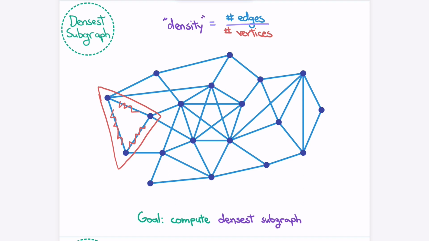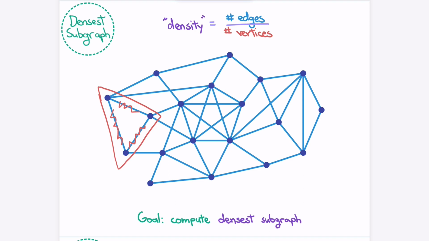And this is agnostic. So you just choose a set of vertices and you count the number of edges within that set.